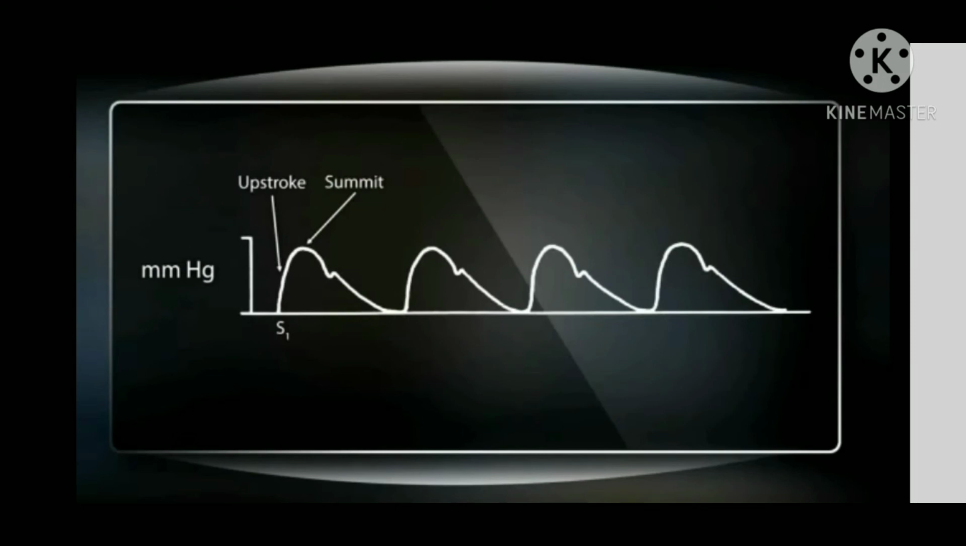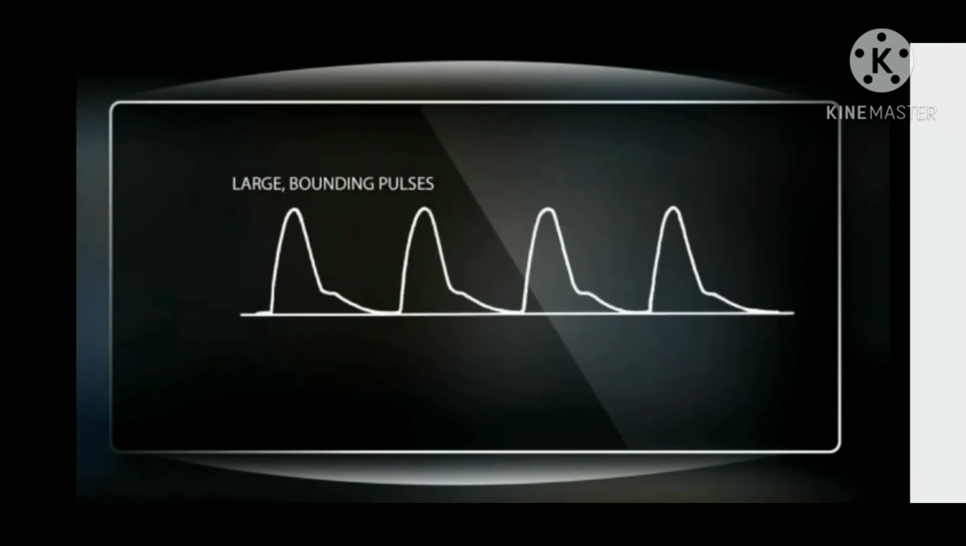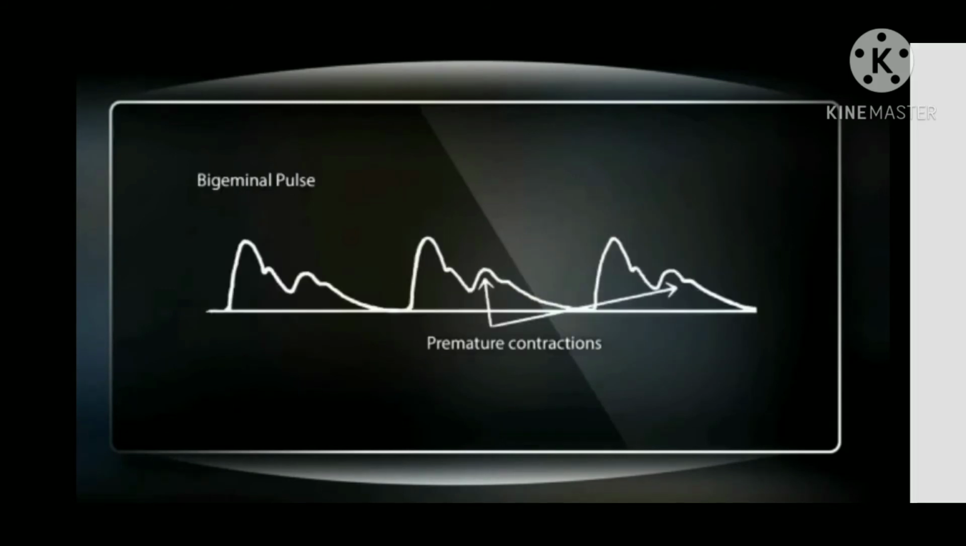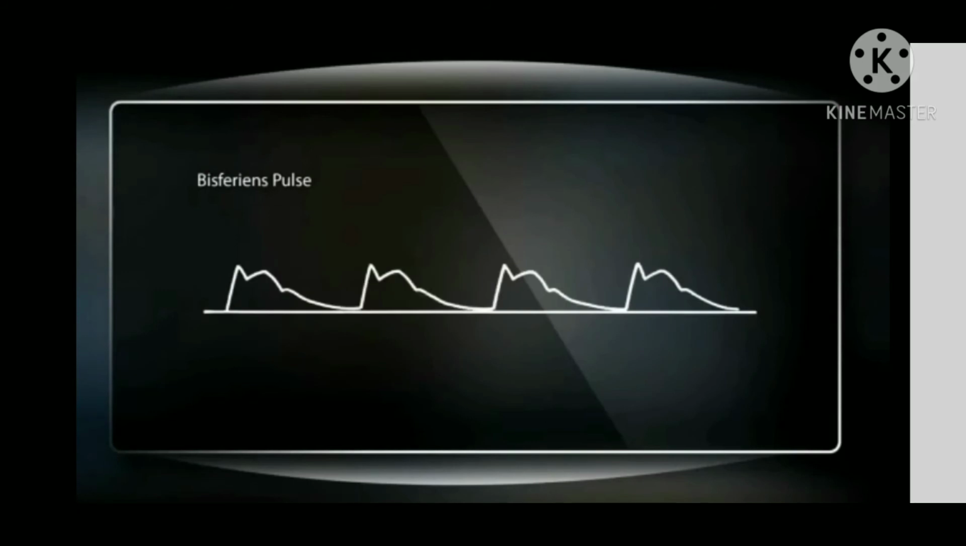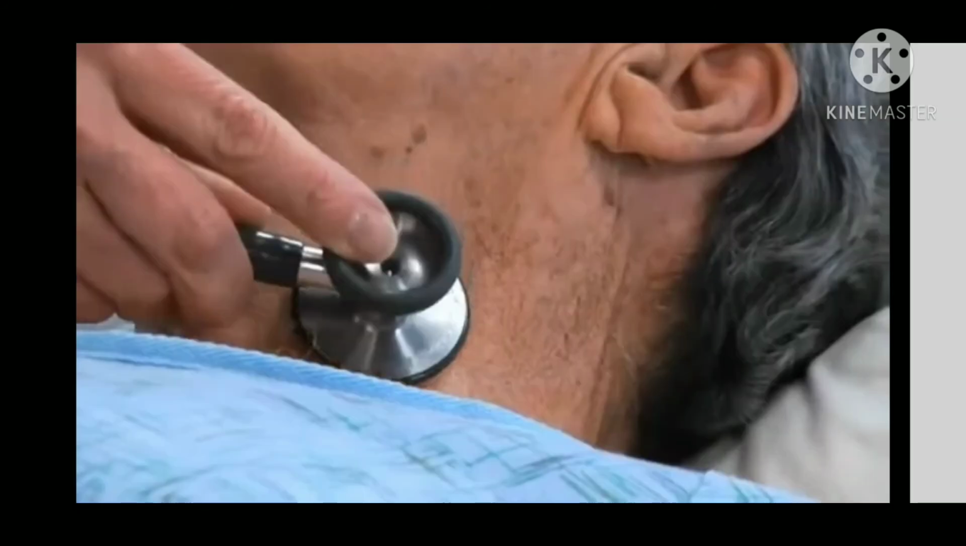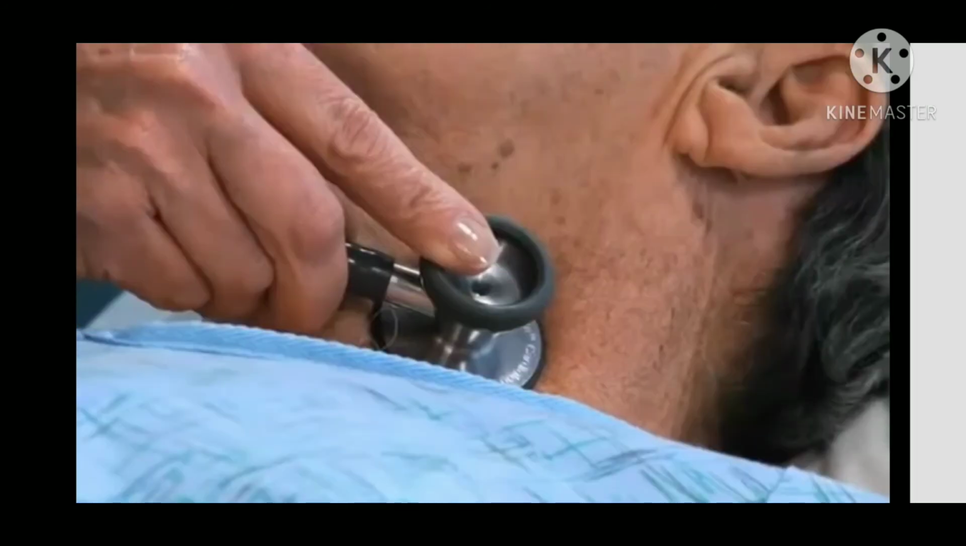The summit is smooth, rounded, and roughly mid-systolic. The downstroke is less abrupt than the upstroke. Detect abnormalities such as a pulse that has a bounding upstroke. These are other abnormalities. After palpating the carotid arteries, listen carefully over both arteries with the diaphragm of a stethoscope.